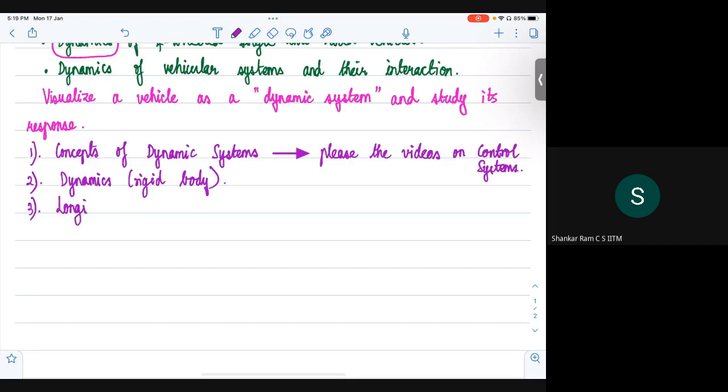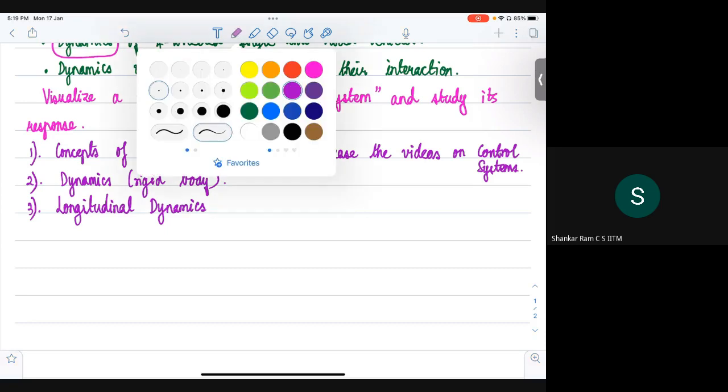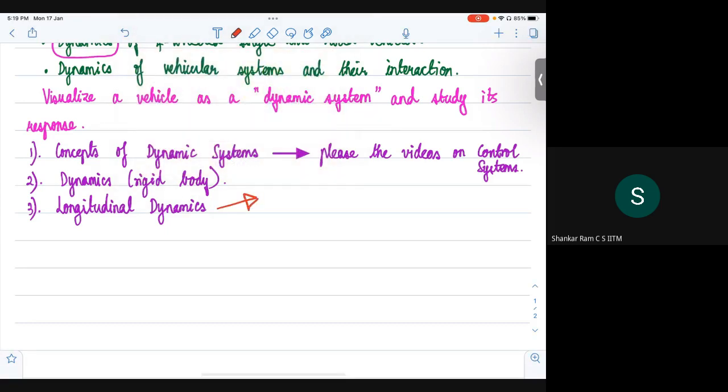We will be looking at three broad aspects of road vehicle dynamics. The first one is longitudinal dynamics, where, in no particular order, we will first look at acceleration or drive dynamics. We will look at the powertrain response, that is, how the powertrain affects the vehicle's response. So that is the subject of drive or traction dynamics, which is related to the powertrain.